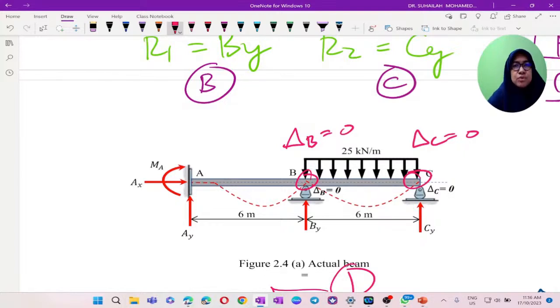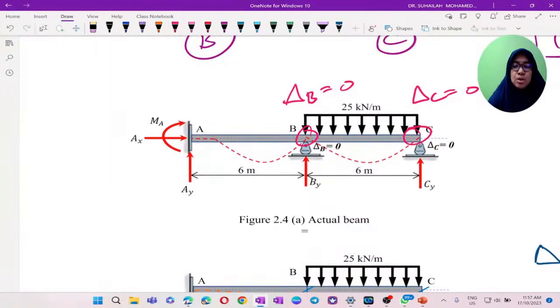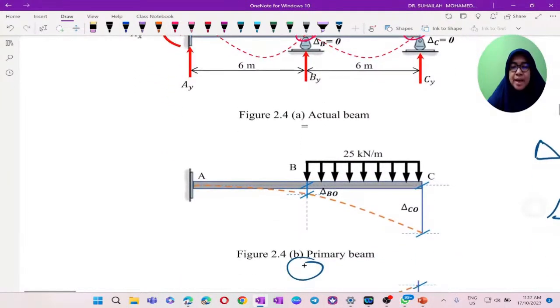Okay, so move to second one. It is called as primary beam. Whenever we remove both redundant, we have to remove BY and CY, so we will get the primary beam. And now we have to focus on the displacement that occurred at two position, position B and position C.